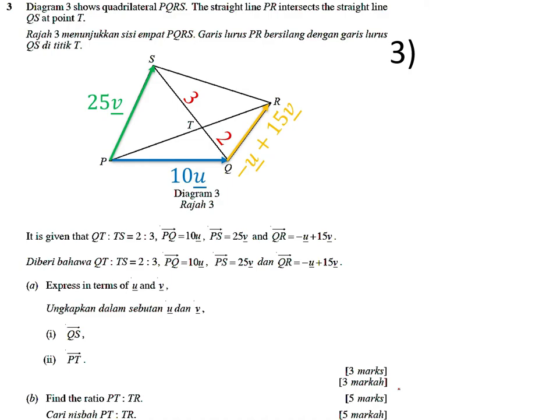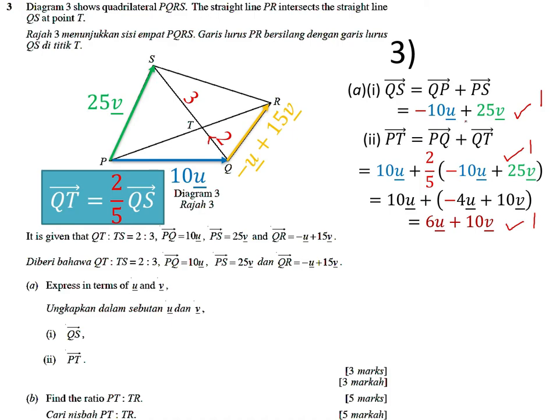You can either write down these two vectors and try to find out the ratio between them by dividing them. But if you cannot see it, then we will try to use lambda to help you. After you find QS, negative 10U plus 25V, in order to get PT, we can refer to PQ, QT or PS, ST. If you want to find QT, you have to find QS first. You already get QS from the first part. So to get QT, we just take 2 over 5 of QS. Then you get the answer 6U plus 10V.